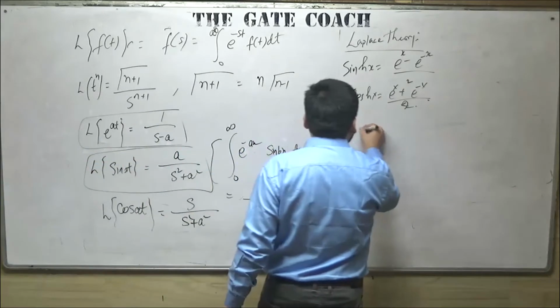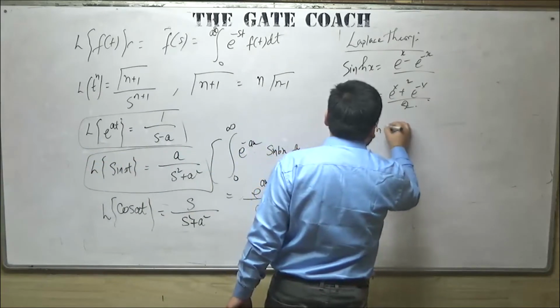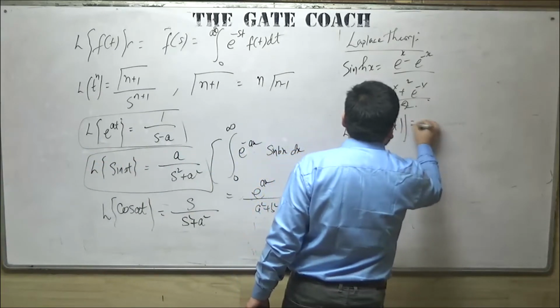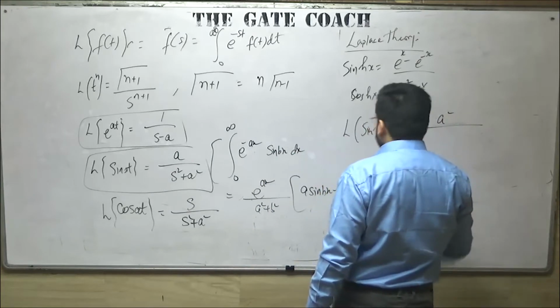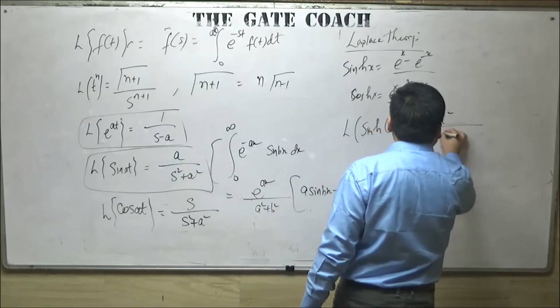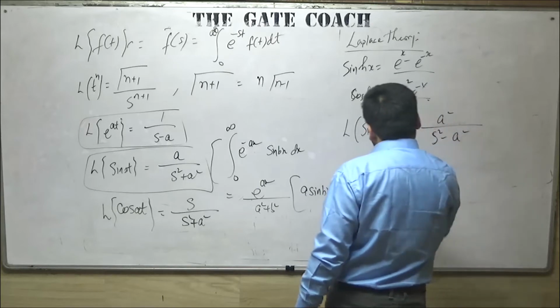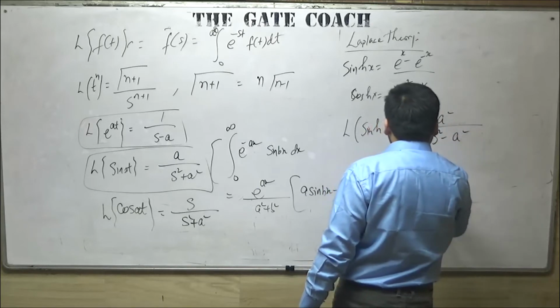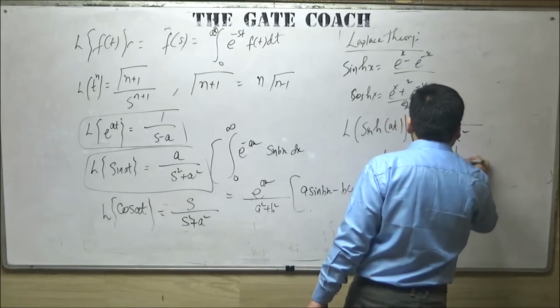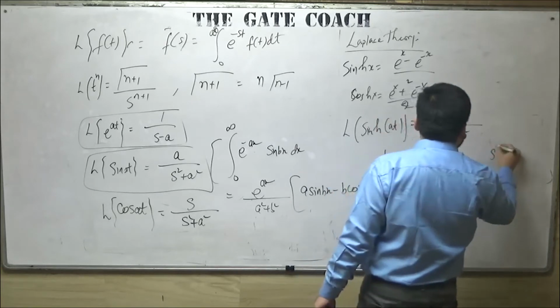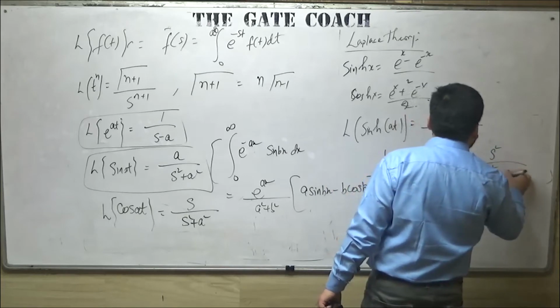So Laplace transform of sine hyperbolic at came out to be a divided by s square minus a square. And Laplace transform of cos hyperbolic at came out to be s divided by s square minus a square.